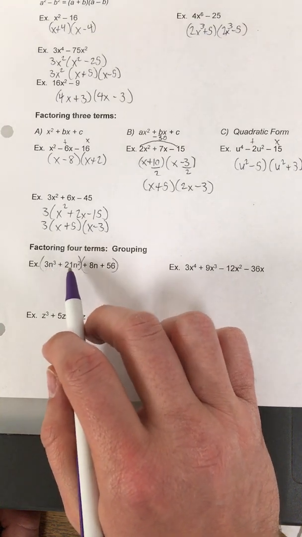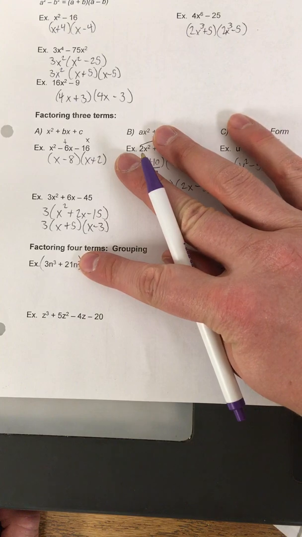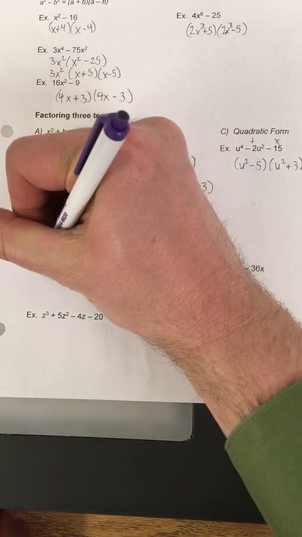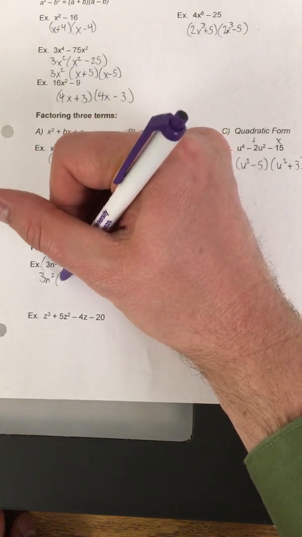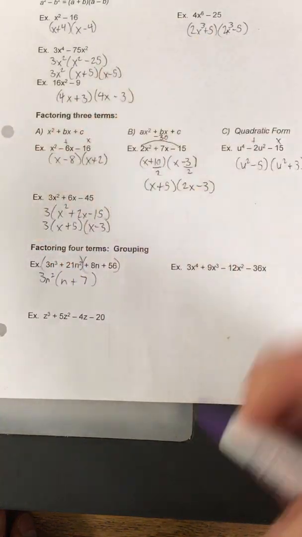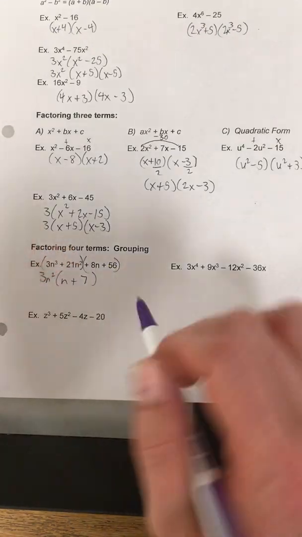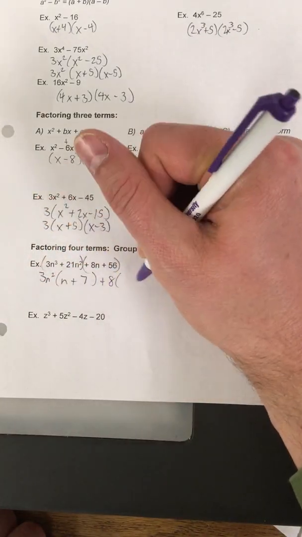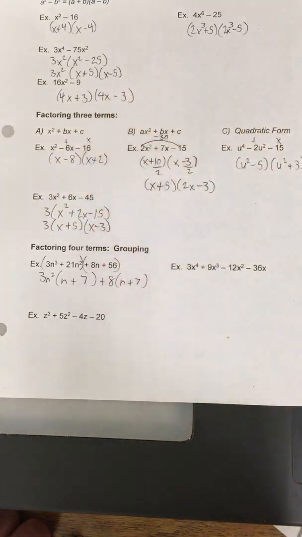and find the GCF of each group. All right, so my first group right here, what's the GCF here? If you just look at these 2 terms. 3 what? 3n squared. So that's going to leave me with n plus 7. Now, what's the GCF of the second group? Just 8. I'm going to put a plus 8, and then what's left when I divide out 8? It'll be n plus 7.